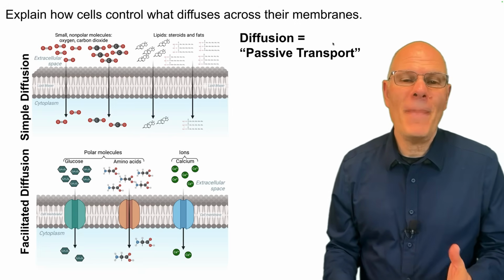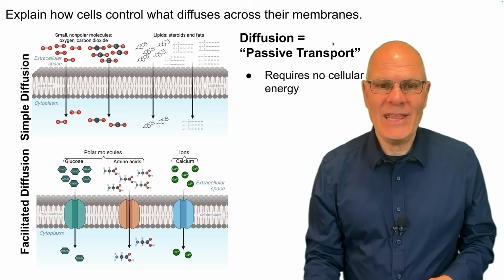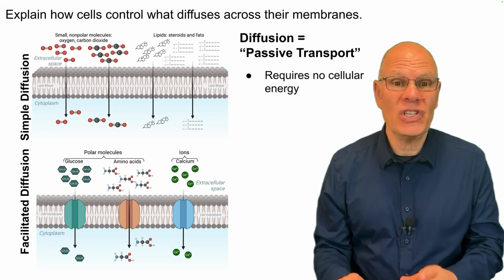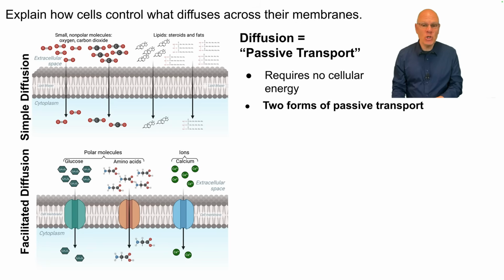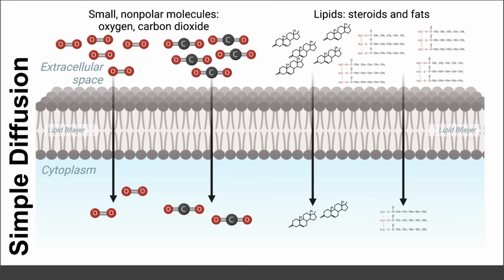Explain how cells control what diffuses across their membranes. Diffusion is called passive transport, and that's because it requires no cellular energy. There are 2 forms. The first is simple diffusion across the phospholipid bilayer. That's what's shown up here. There are 2 things that can do simple diffusion. The first are any small non-polar molecules such as oxygen, nitrogen, carbon dioxide. The second are non-polar substances such as steroid hormones or fats.